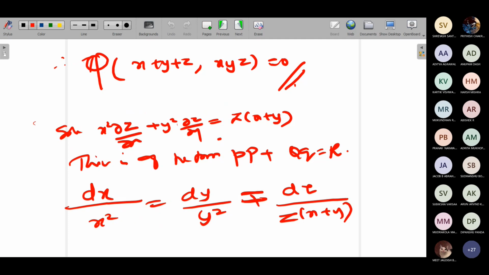Can we compare with the third? No, we cannot compare with the third because we have dz into z into (x plus y). So we should try to remove this term x plus y. So how will you get x plus y? I can write the first two ratios. I can equate these ratios.